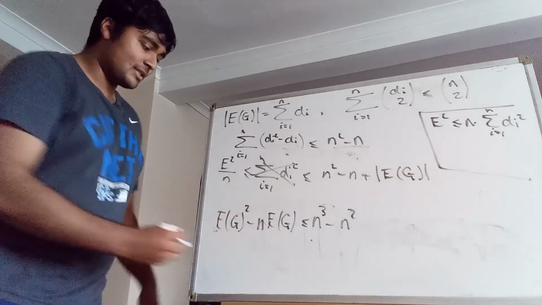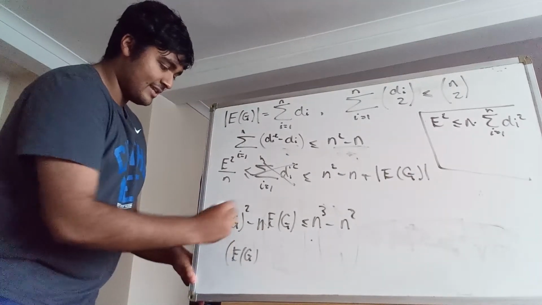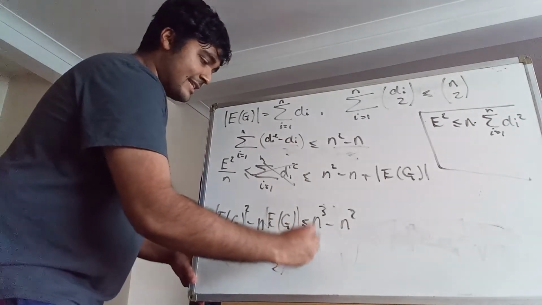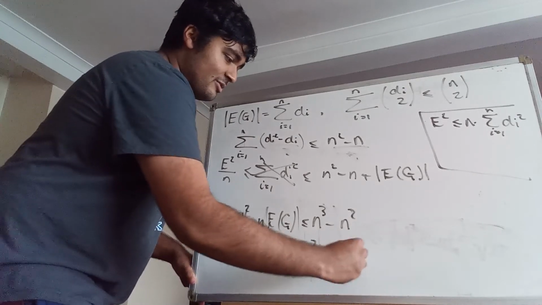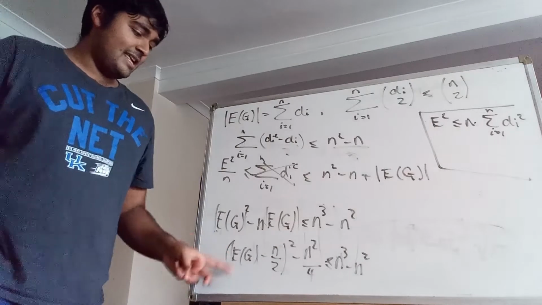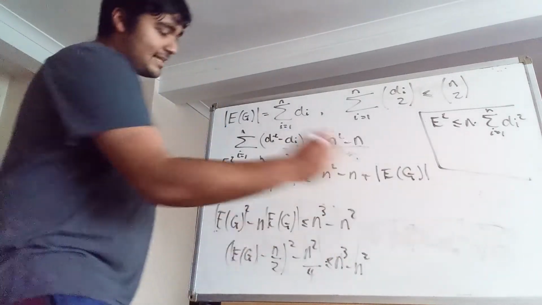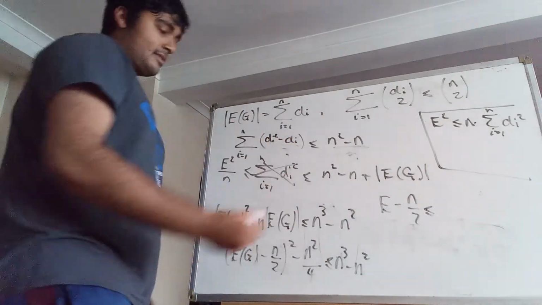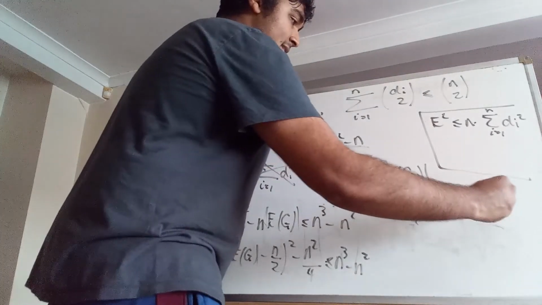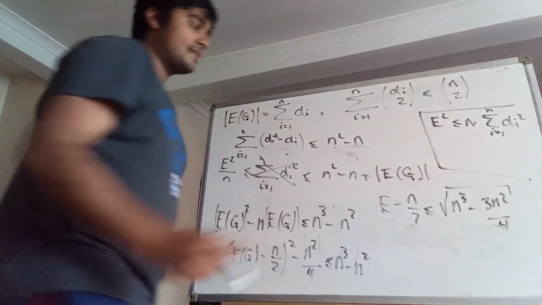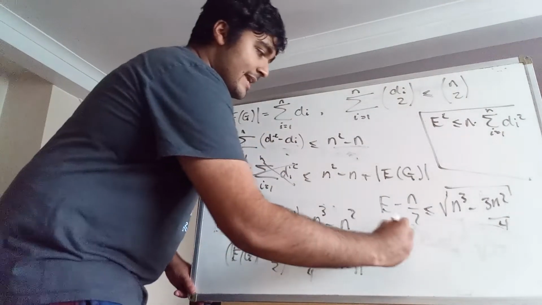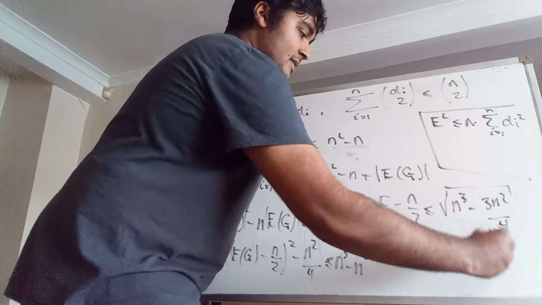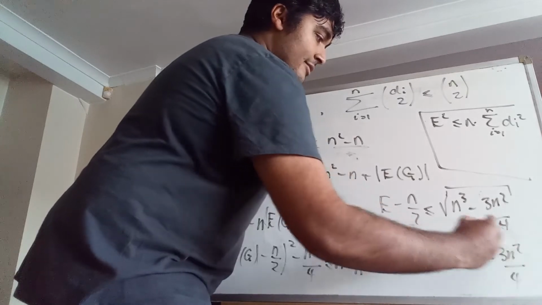This guy here, we can now just complete the square and get e of g, or I should say the number of edges in our graph, e of g minus n over 2 squared minus n squared over 4 is less than or equal to n cubed minus n squared. Let's just clean up. e of g minus n over 2 squared, bring this onto that side and then square root. We're going to get that e minus n over 2 is less than or equal to the square root of n cubed minus 3n squared over 4, like so, and then add on n over 2 to both sides. So we get e is less than or equal to n over 2 plus the square root of n cubed minus 3n squared over 4.